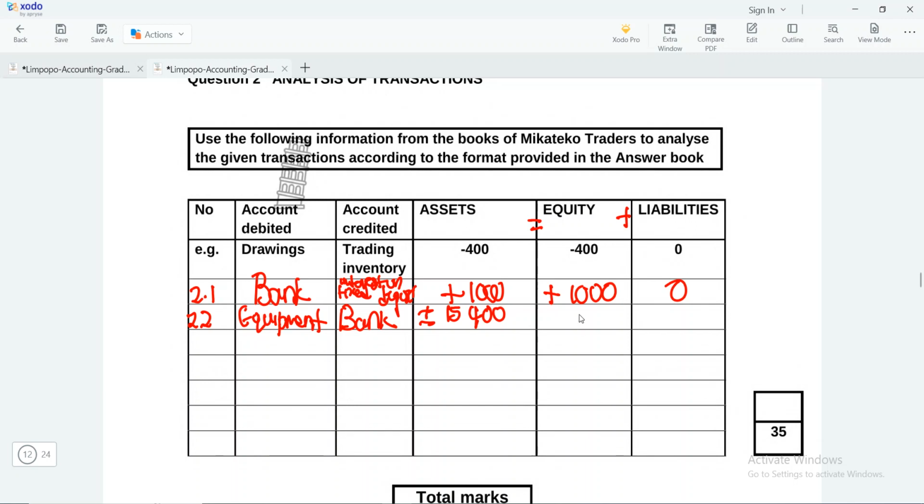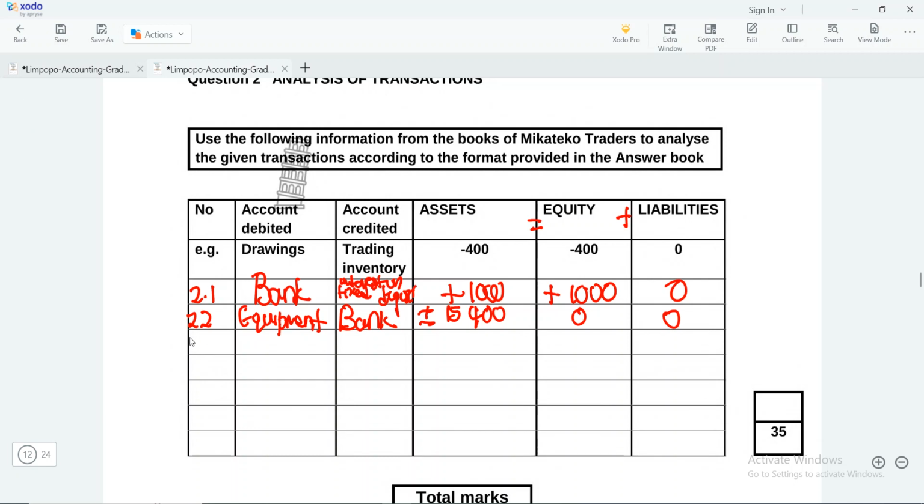and this will not have effects on equity and also on liabilities. Okay, so only 2 accounts are affected, and all of them are assets. The bank is an asset, equipment is an asset. Equipment is increasing, and the bank account is decreasing because we are paying using it.